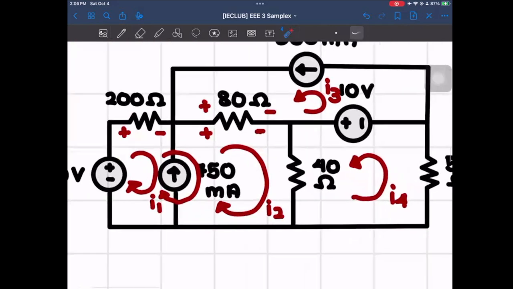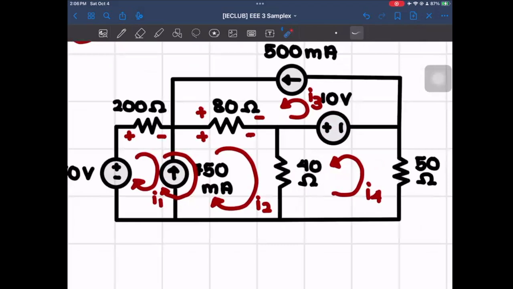And then next, for 40 ohms, it's in between I2 and I4. So for I2, when the current reaches that resistor, it's going to be going downward. And I4 as well, it's also going to be going downward. So that means that the polarity for both mesh currents would be the same. So it's going to be positive and negative at the bottom, positive here, negative at the bottom again.